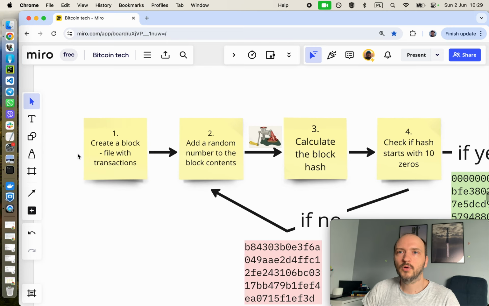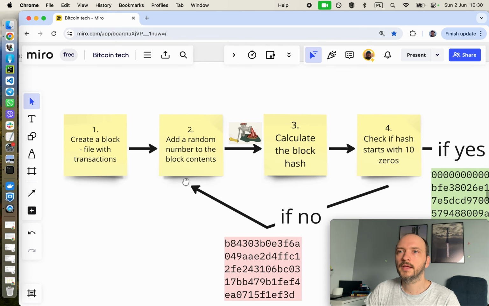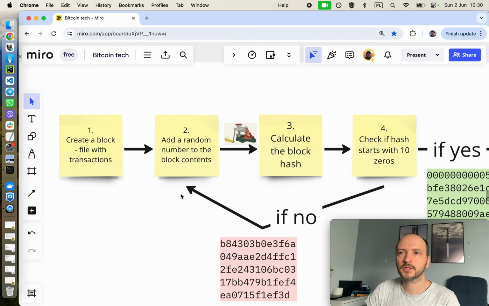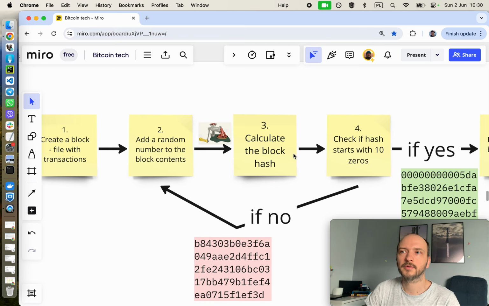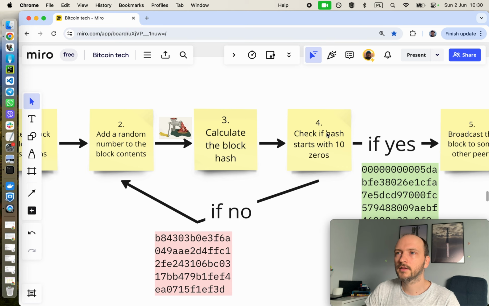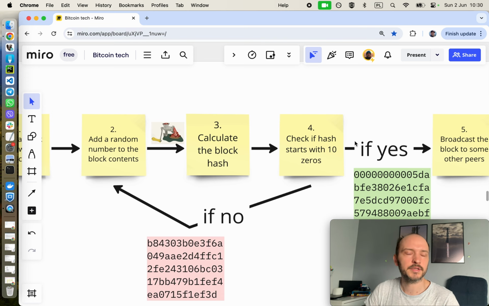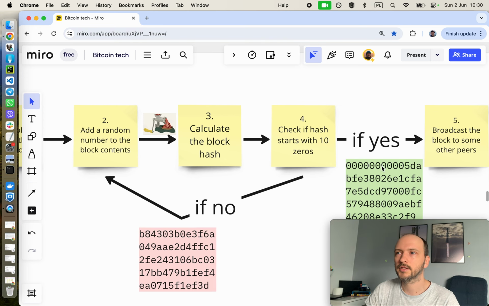So the flow is the following: you, or a miner, create a block, which is literally a file with transactions, just a list of transactions. Then they add a random number to the contents of this block and calculate the block hash. You remember, block hash is something similar to the result of the meat grinder. And then they check if the hash starts with 10 zeros.